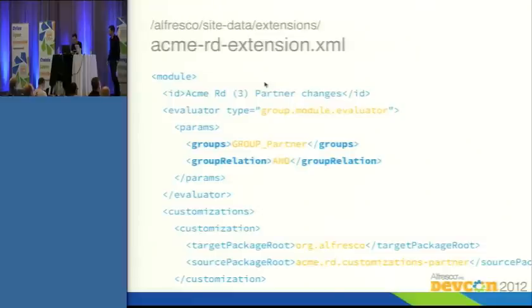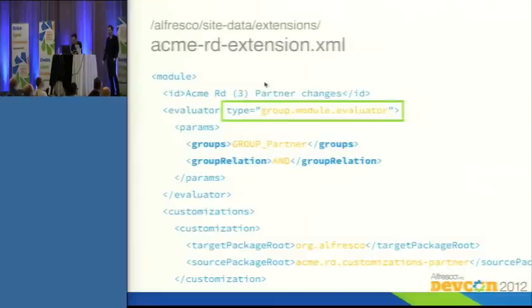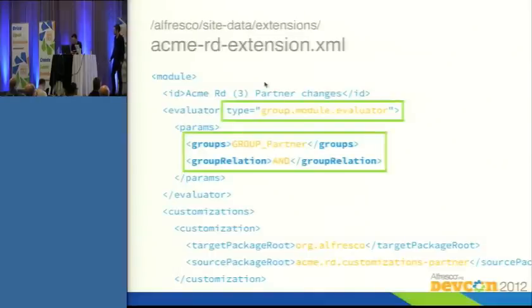Okay, so how are we going to do that? Well, we are going to create our third extension module. This one is going to use the group module evaluator. The evaluator accepts two parameters. One is groups, which may contain a list of different groups, and then you can set the relation between those groups. If you use the relation and, it means that the current user has to be a member of all the groups. If you set it to or instead, the current user would have to be a member of one of the groups.